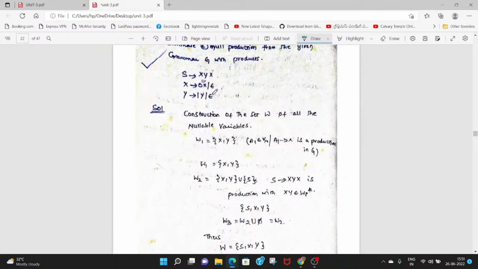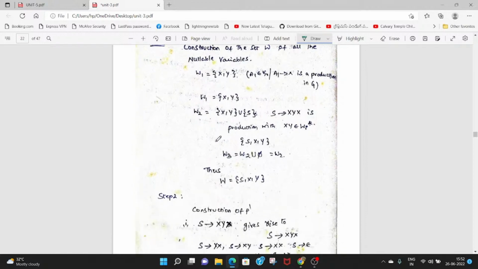And this is another example. This question I have taken from a previous question paper, and this is a very important question for eliminating the null productions. You just go through it. So simply see here.